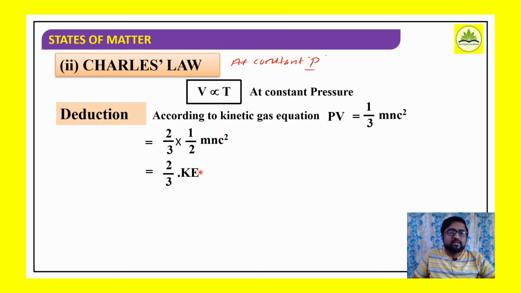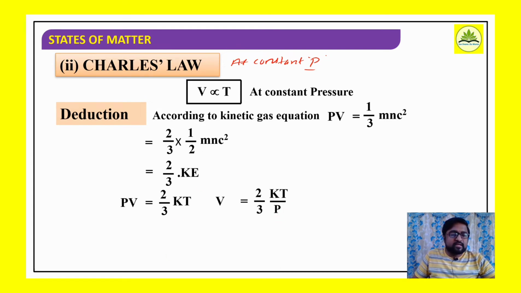So 2 by 3 into kinetic energy. Well, so PV is equal to 2 by 3 kT. Okay. Well, equate for V here, as we already considered, K is equal to kT. K here is constant. Well, V is equal to, we are equating for V. V is equal to 2 by 3 kT divided by P.